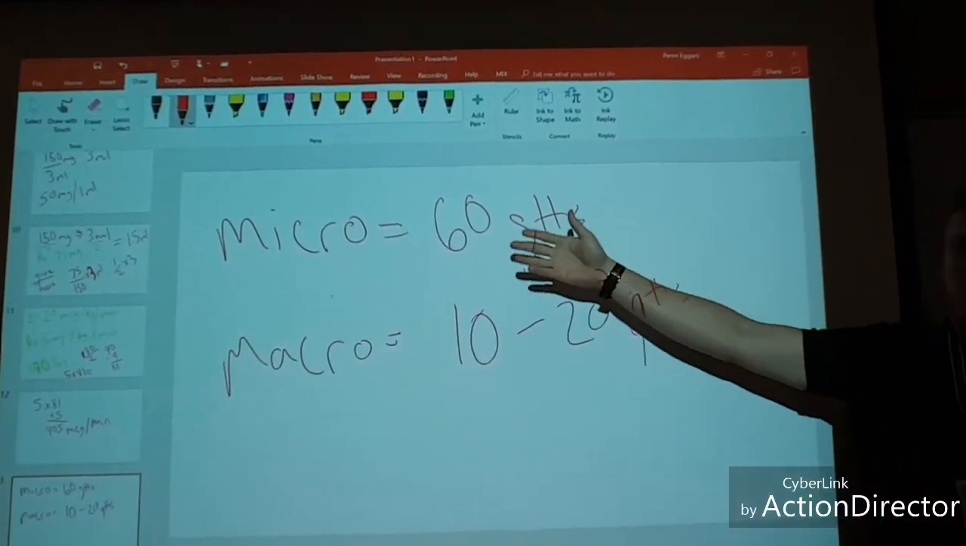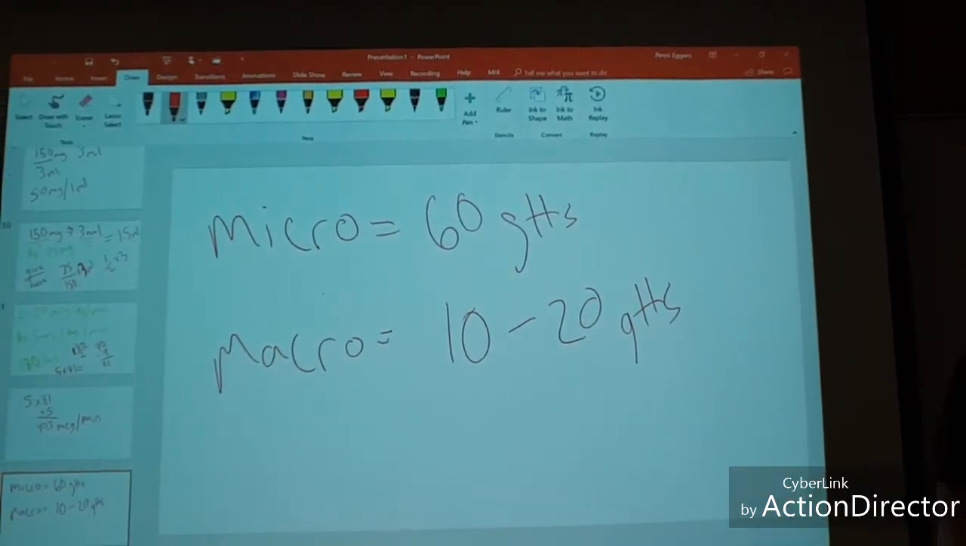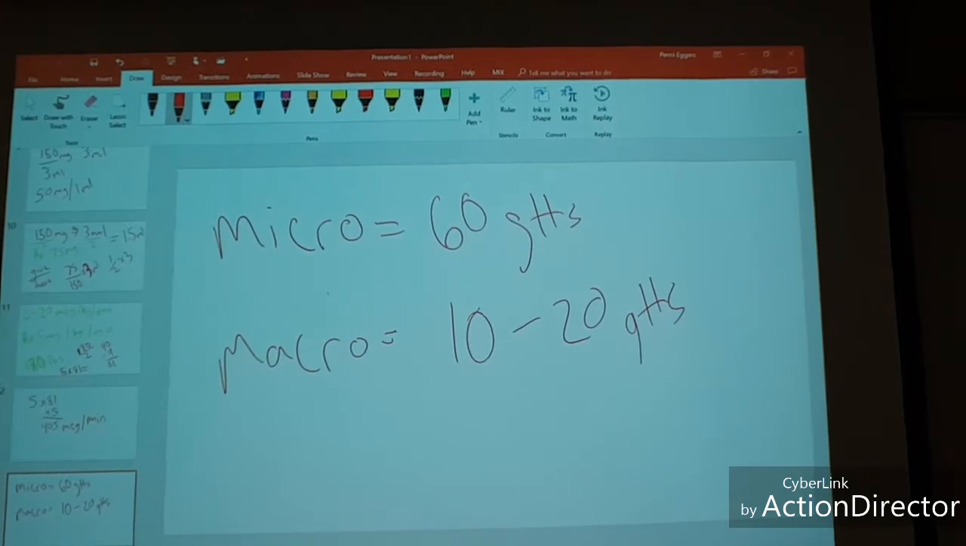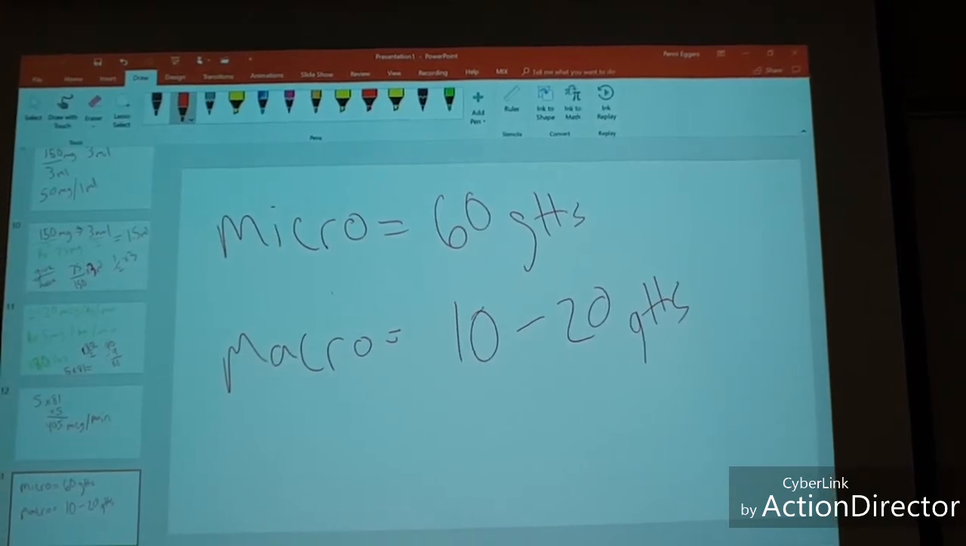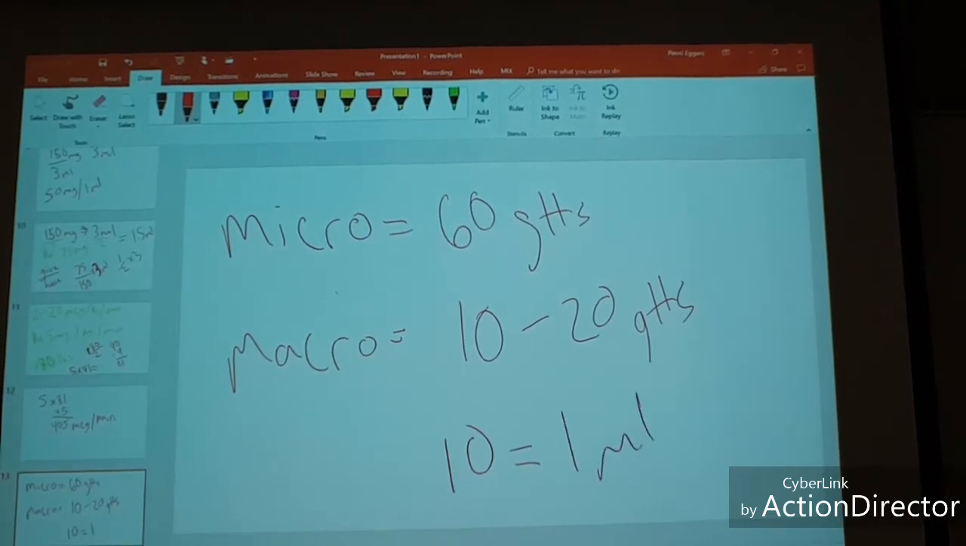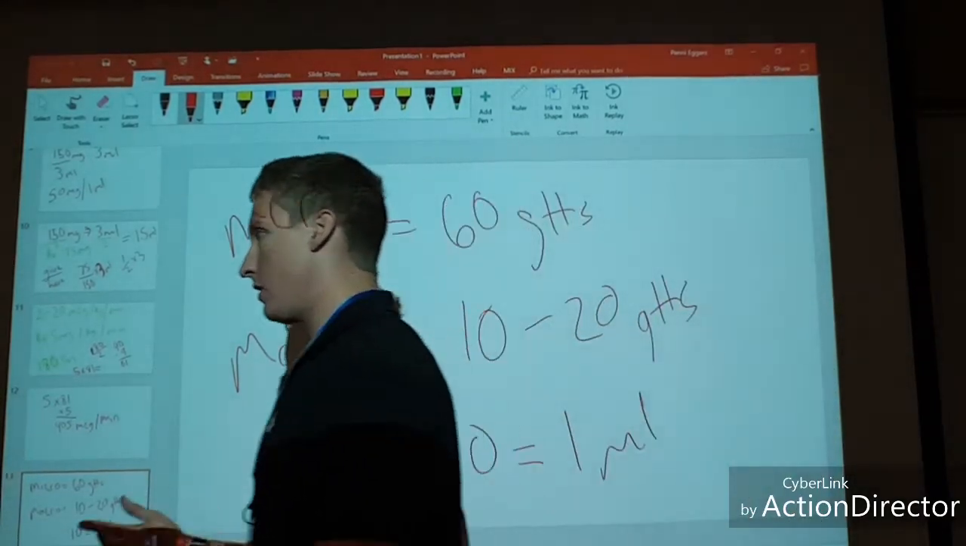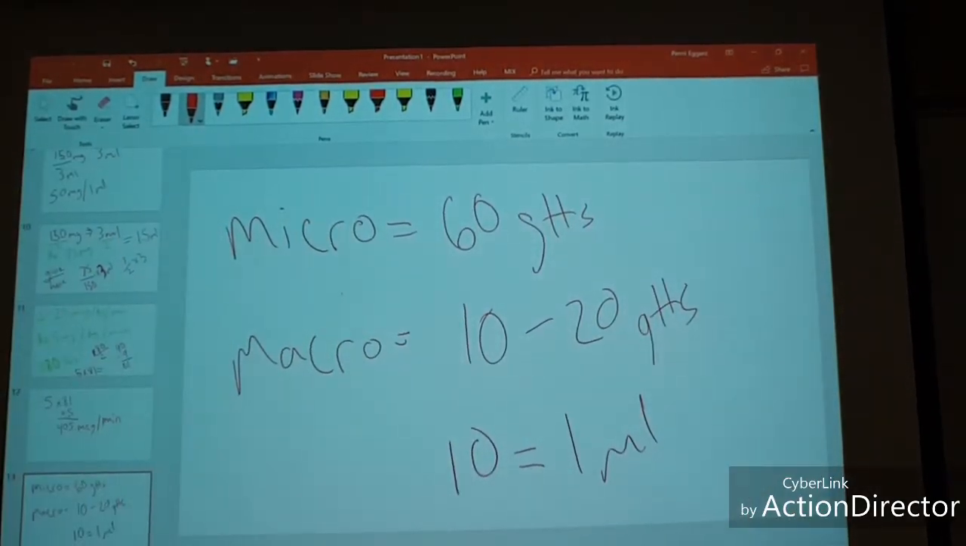So what does all that mean? What's 60 drops and what's 10 or 20 drops? All right, so if I have a macro set, basically what it's saying is once I get 10 drops, I equal 1 mL, okay? So once 10 drops go through my fluid bag, I make 1 mL.